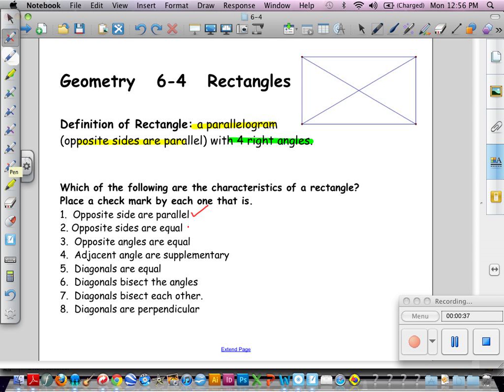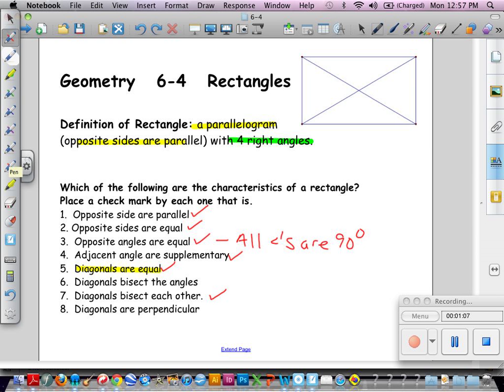Opposite sides are parallel. Opposite sides are equal. Opposite angles are equal. In fact, all angles are 90 degrees. Adjacent angles are supplementary. Now our diagonals are going to be equal. This is a new one. Diagonals do not bisect angles. Diagonals do bisect each other.